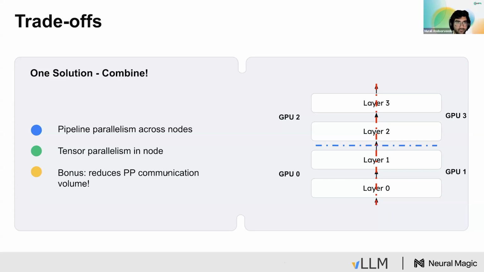nodes as well. And one of the hidden benefits of this is when we use tensor parallelism in conjunction with pipeline parallelism, we actually have each GPU sending a smaller amount of data. It only needs to send the data for its TP chunk. And so we can improve that as well by using a combination of both.